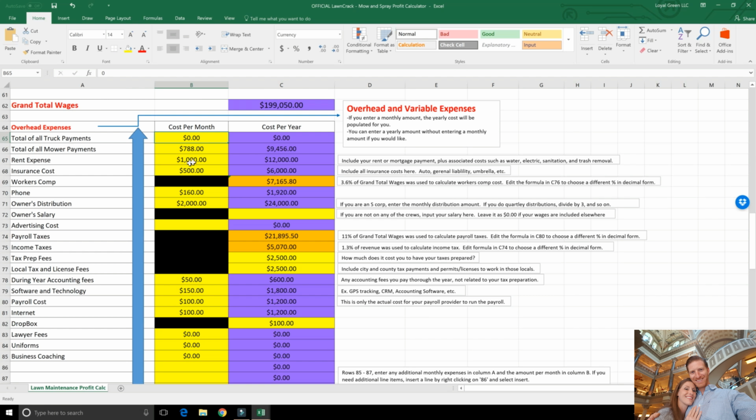I don't have a rent expense. I used to rent a shop, but actually, see, I have rent expense in here because it's just paying my mortgage, so I'm just including that. We used to run out of my house and rented a warehouse space, and it was twice as much. But ever since we got these U-Haul trucks, just running out of my house, it's great. Highly recommend it. Mower payments, so I pay $788 a month.